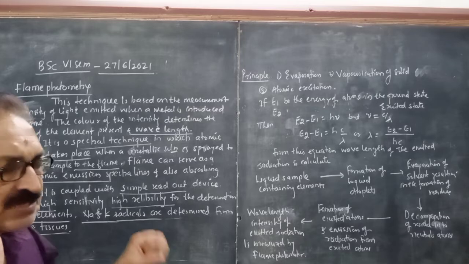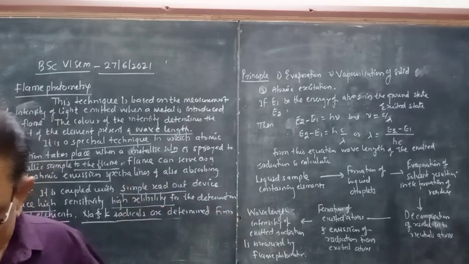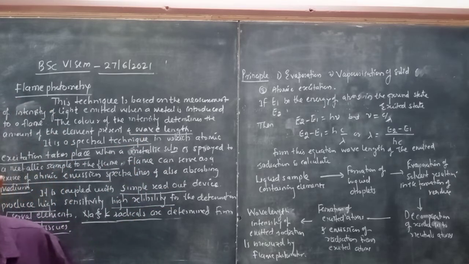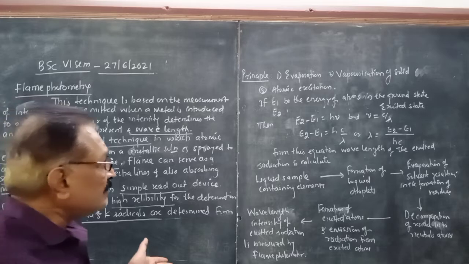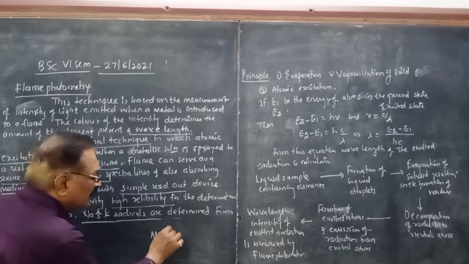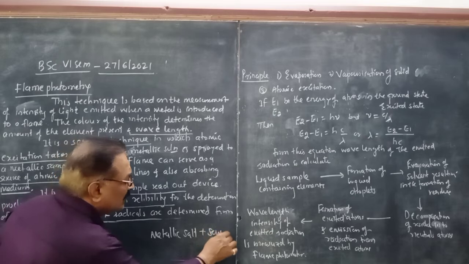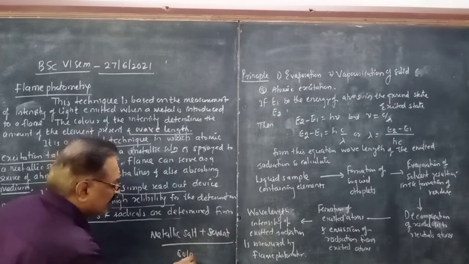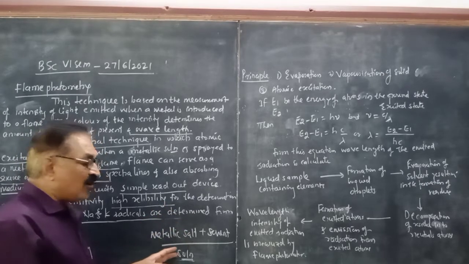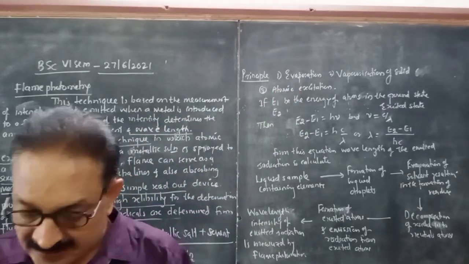spraying, and this metallic solution is sprayed into the flame, what happens? Some phenomena rapidly occur. The first one: the metallic salt is dissolved in a solvent and we get a solution, and when this solution comes in contact with a flame in the form of a spray, what happens? The first is evaporation.